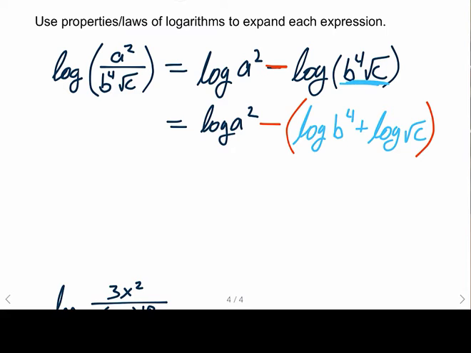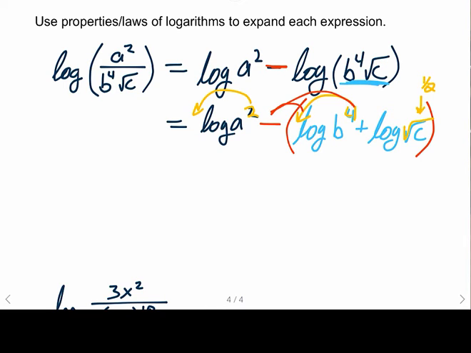So what we have is log of a squared minus the quantity of log of b to the fourth plus log of the square root of c. Now it's time to deal with the exponents. A squared, that 2 is going to come out front. B to the fourth, that 4 is going to come out front. And the square root of c, we need to envision that as an exponent of 1/2. It is also going to come out front.